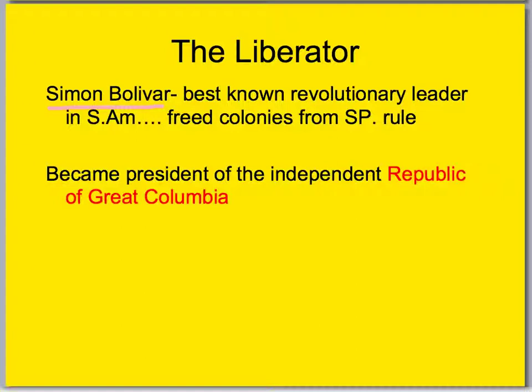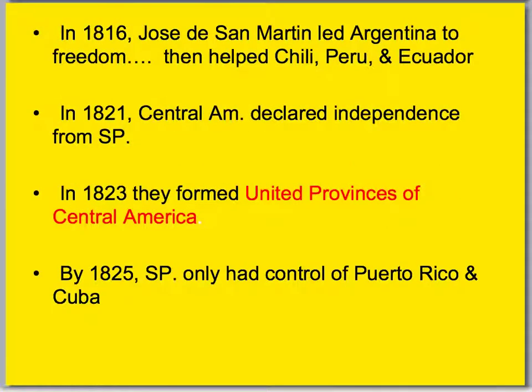All right? So he leads an army up over the Andes, and he defeats the Spanish, and he becomes the president of a country that at the time was called the Republic of Great Colombia. So now Spain has lost another possession. But it gets worse for Spain. 1816, Jose de San Martin leads Argentina to freedom. Then this guy goes on and helps Chile, Peru, and Ecuador win their freedom. In 1821, Central America declared its independence from Spain. In 1824, they all formed what was called the United Province of Central America.